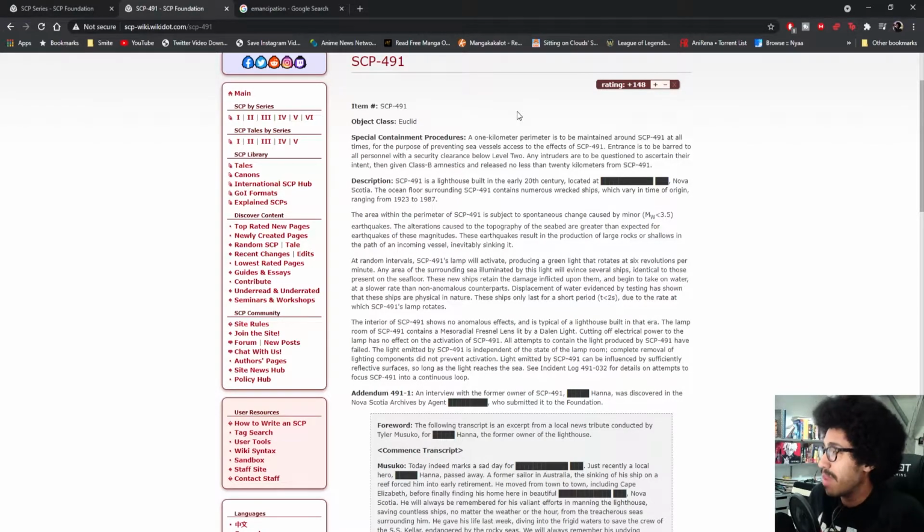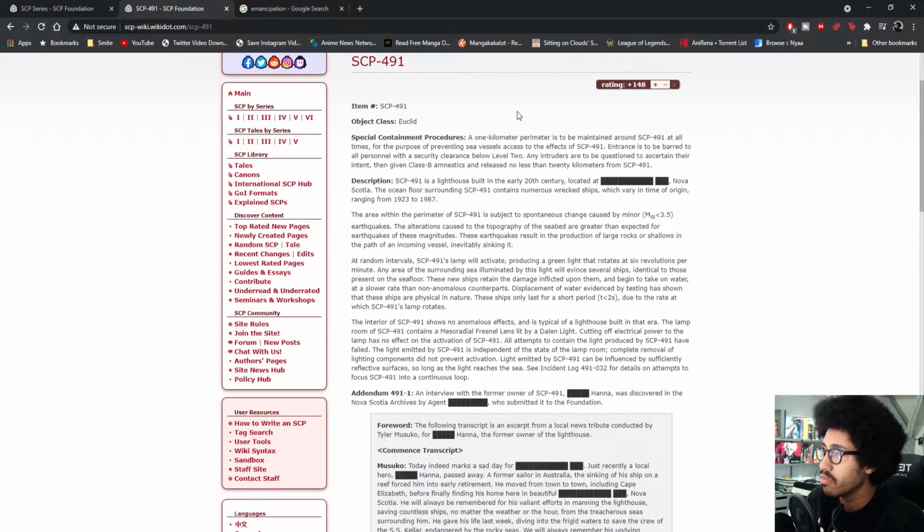Entrance is to be barred to all personnel with a security clearance below level 2. Any intruders are to be questioned to ascertain the intent, then given Class B amnestics and released no less than 20 kilometers from SCP-491. Yeah, like lighthouse light has some reach. I'm not sure if it has 20 kilometers reach, but you can see it from a good distance.